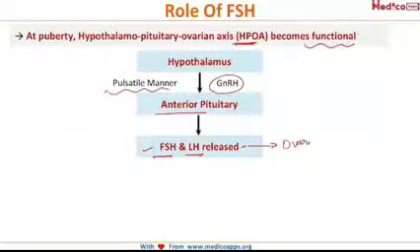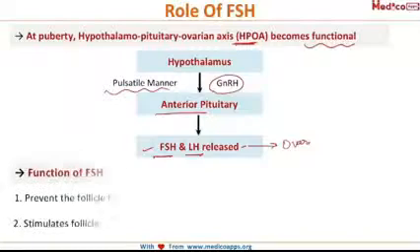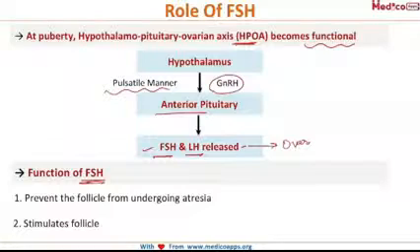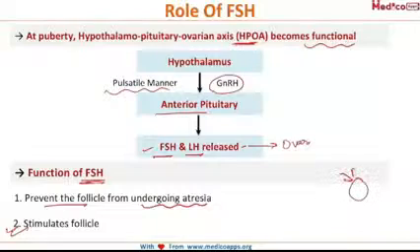Now let's see the function of FSH. And as the name suggests, follicle stimulating hormone. So the basic function of this is to stimulate the forming follicles. So they stimulate the follicles and prevent the follicles from undergoing atresia. So any follicle on which the FSH is acting will not undergo atresia, it will remain as such. And subsequently, the growth of the follicle will be stimulated. So the follicle will start growing.